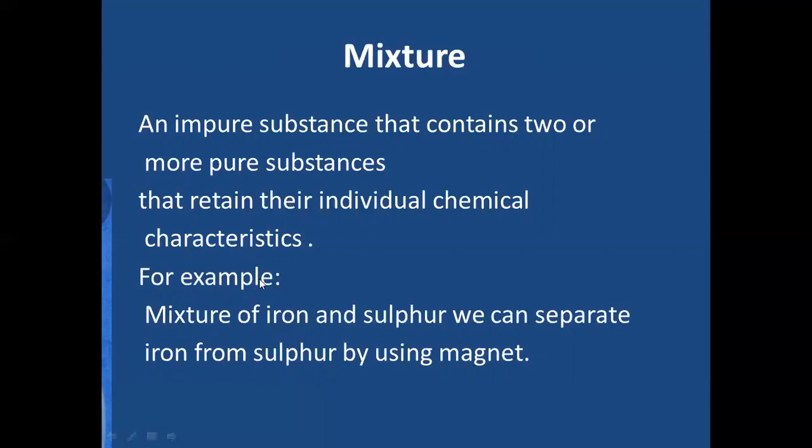For example, a mixture of iron and sulfur. We can separate iron from sulfur by using a magnet. If we have a mixture of iron and sulfur and we want to separate iron from sulfur, how can we separate it? By using a magnet, because the magnet will attract iron and the sulfur will be left behind.